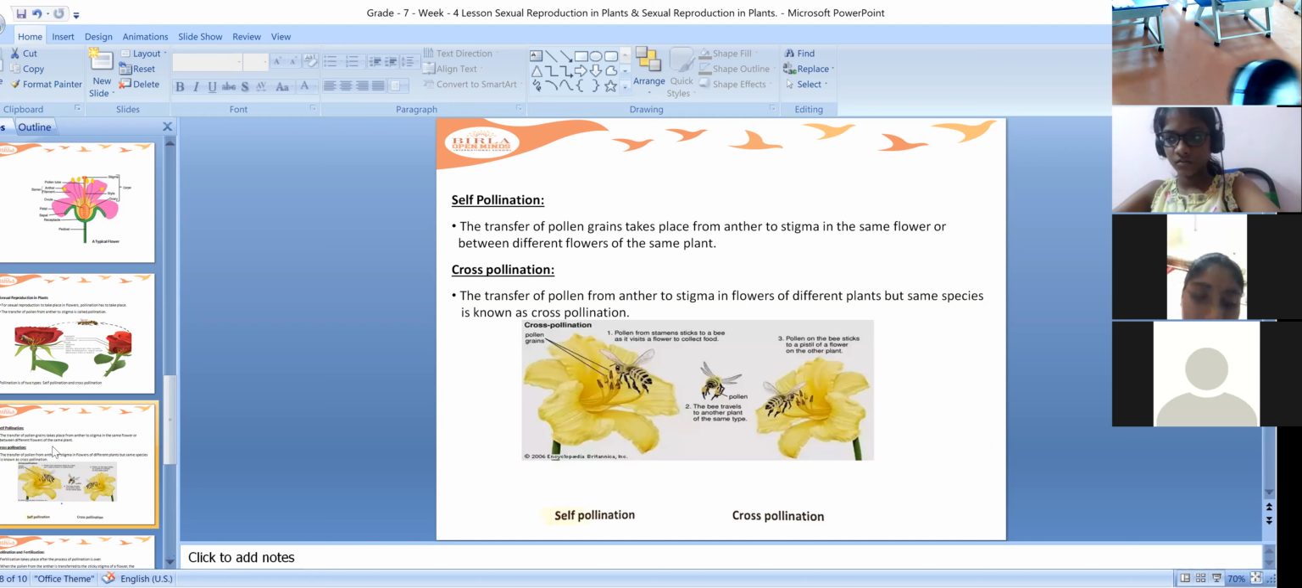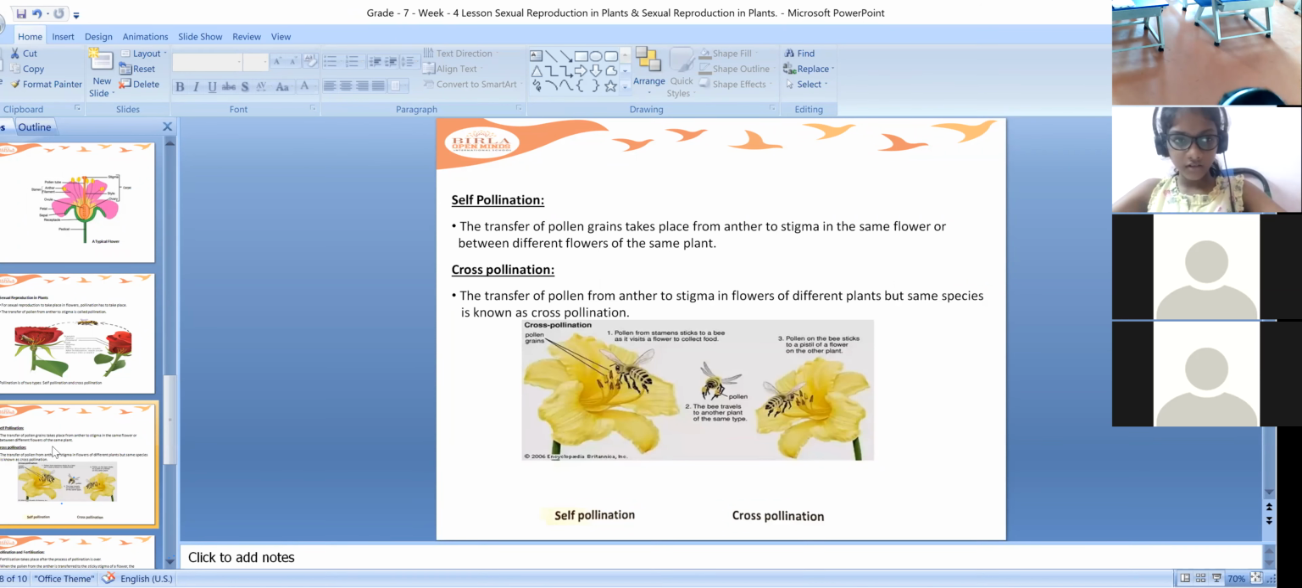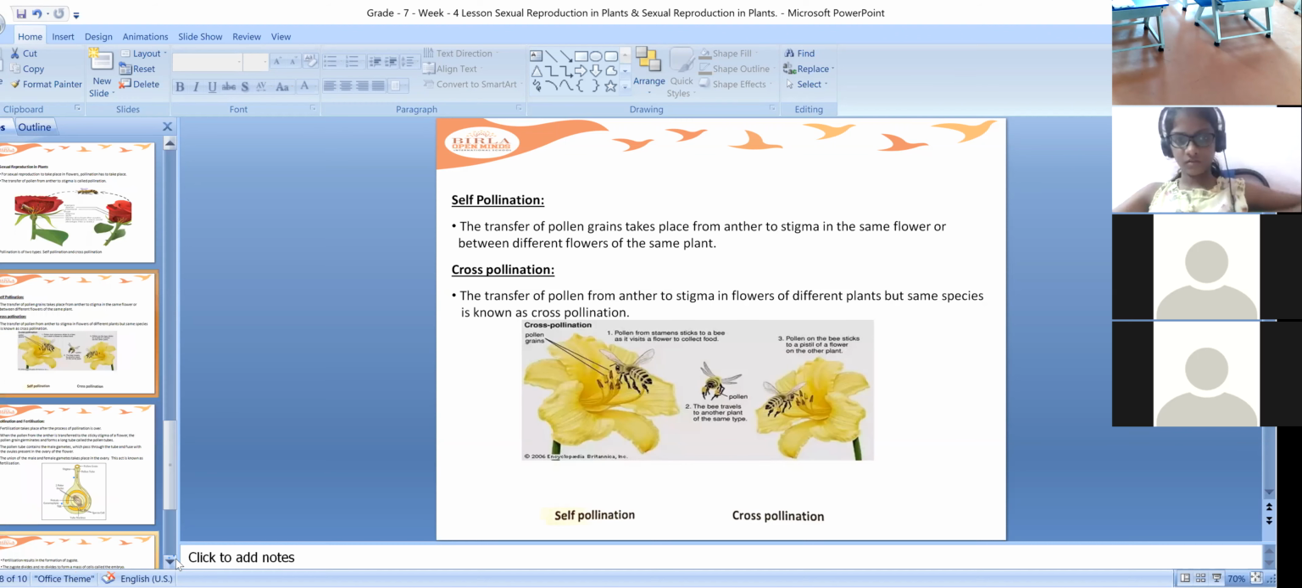cross-pollination is the transfer of pollen from anther to stigma in flowers of different plants, but of the same species. Here, the mediator is a bee, a honeybee. You can see a honeybee carries the pollen grains from one flower to another flower. The other flower might be at any distance. So this is cross-pollination. Here, the bee helps the pollen grain of one flower to go and settle down to carry out cross-pollination. Is it clear, children?